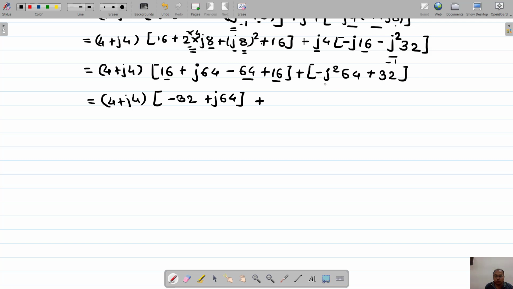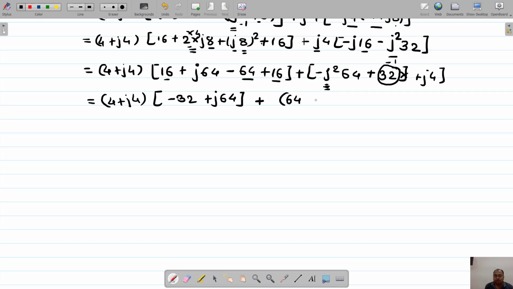Plus, what is going to happen with this? It is going to become plus. Okay, so plus 64, right? And this is going to have, sorry, I forgot to mention multiply by j. Okay, over here that is wrong, right? So this is nothing but, let us say, 32 into minus, sorry, plus j4. Yes. Okay, so this minus minus is going to become plus 64.